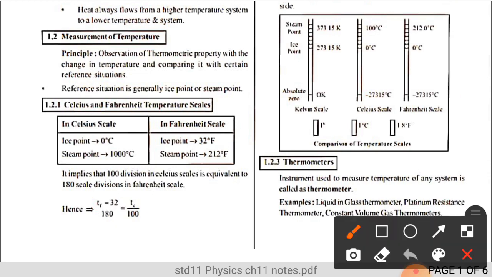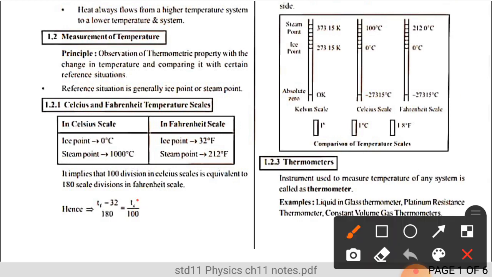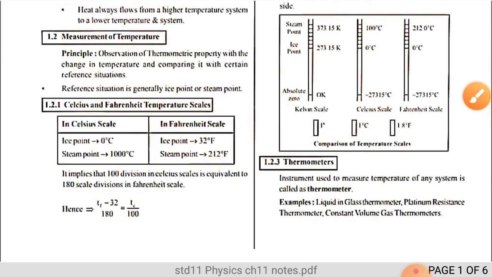Similarly, we talk now about degree Celsius. Here the formula should be TC minus 0, but TC minus 0 is itself TC, so that's why only TC is written here. And here 100. Why 100? Because 100 minus 0 is 100. So that's why we get this formula.